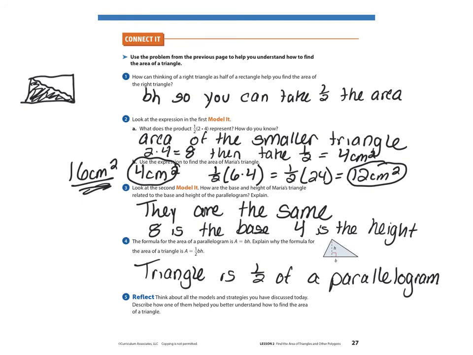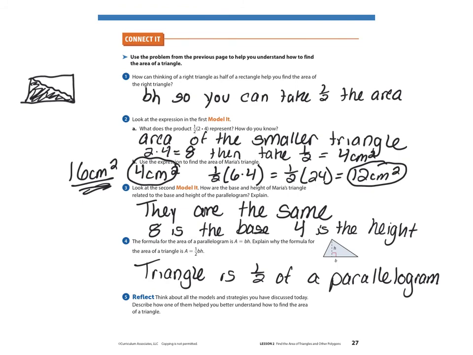Five, reflect. Think about all the models and strategies you have discussed today. Describe how one of them helps you better understand how to find the area of a triangle. This is on you in regards to what is better. Is it better to decompose it? Is it better to compose and make a rectangle and cut and paste mentally to form a full rectangle? Or are you somebody who likes just having a formula?